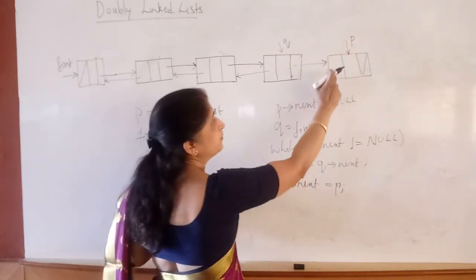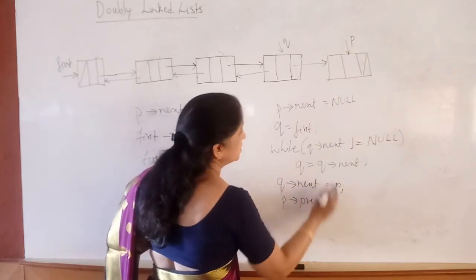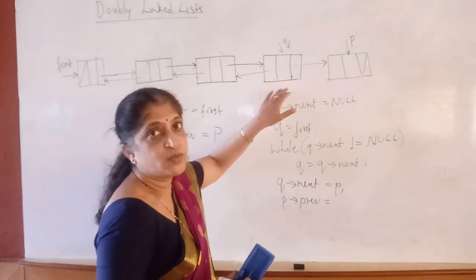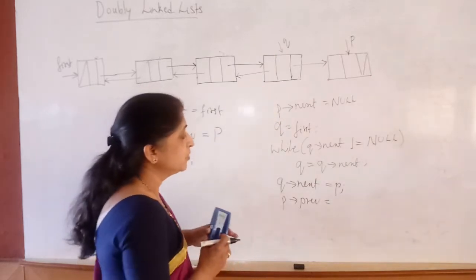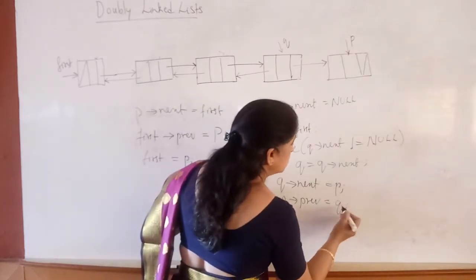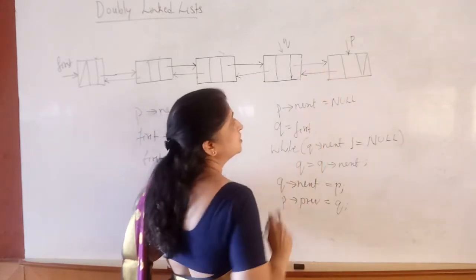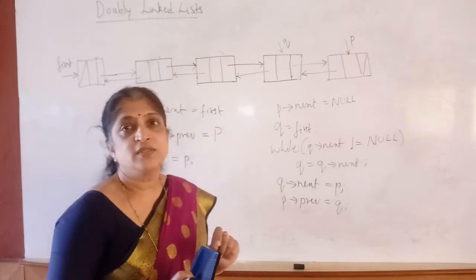Then I have to make P previous, that is, P previous is equal to this node. What is the pointer to this node? I have Q as a pointer to this node. So write P previous is equal to Q. Now P previous is pointing to this node. With this, we successfully inserted a node at the end of the W linked list.